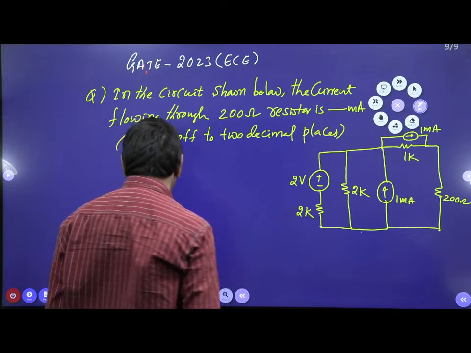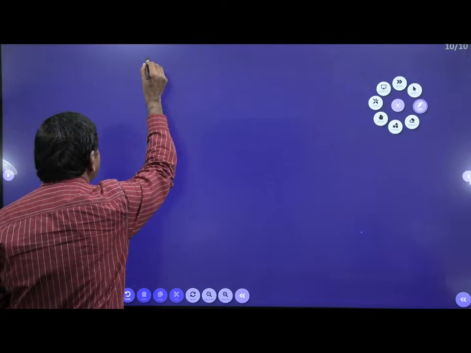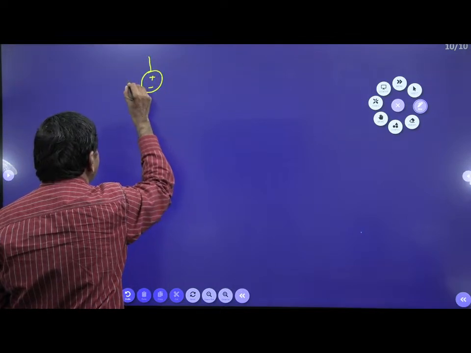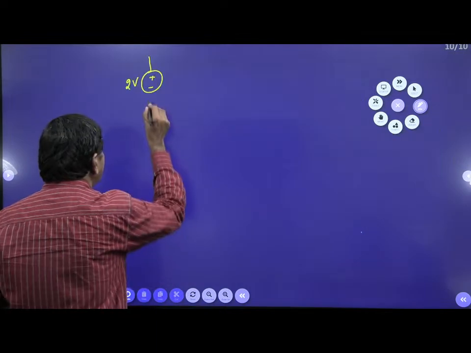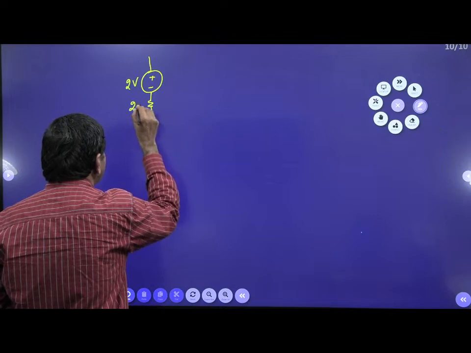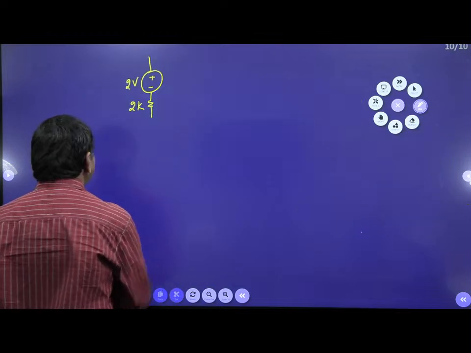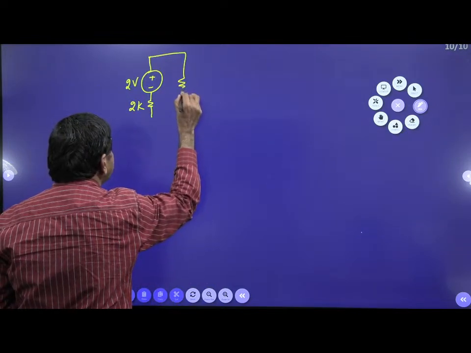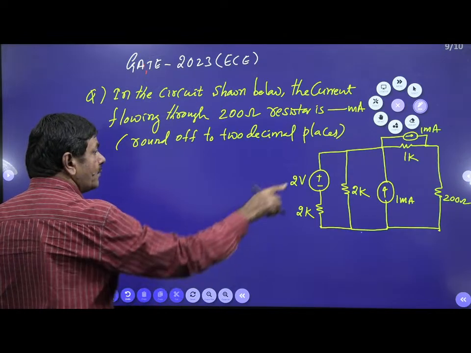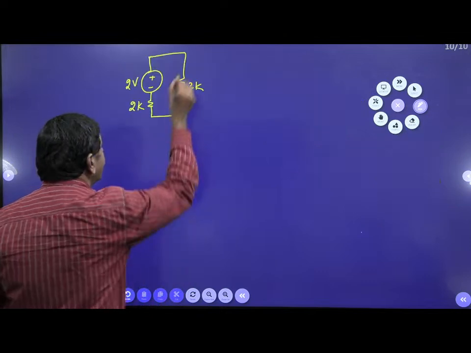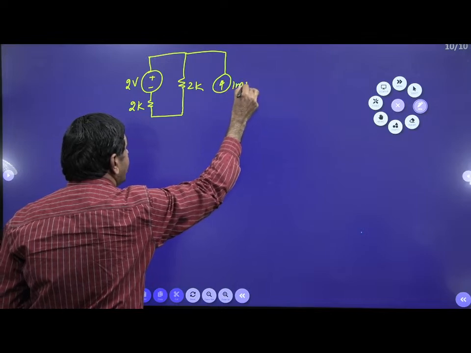The 2 volts and 2K I want to take as it is. The 2 volts is connected here, and 2K is connected here, and also another 2K is connected on this side. And here, what is connected now? 1 milliampere is connected on this side. I can connect the 1 milliampere directly.